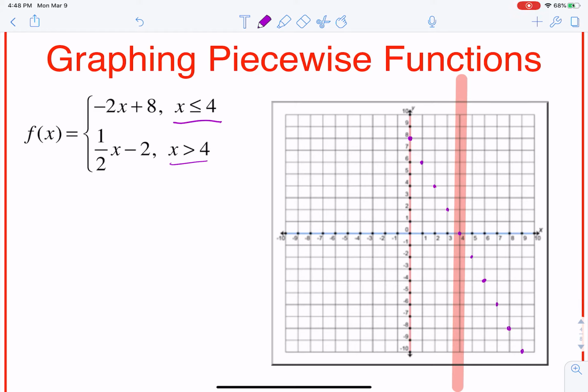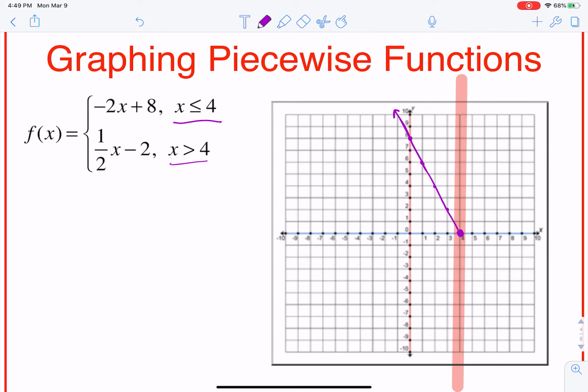So here what I can do is sketch in this line, and I know that this line will really only exist for values that are smaller than or equal to 4. So I can actually erase all of these pieces. And since it's equal to, I can put a nice point here. So everything that's bigger than 4 will act as the line 1/2 x minus 2.